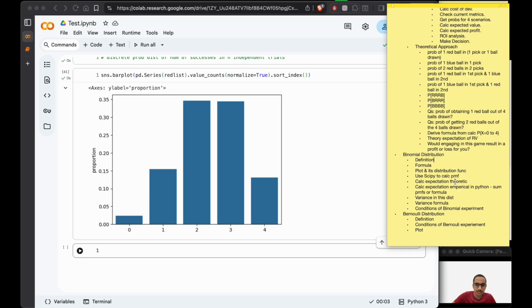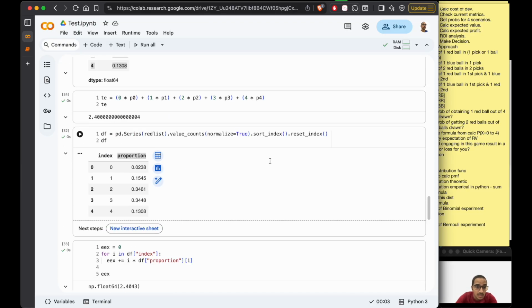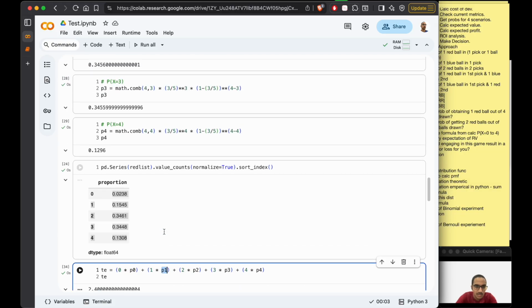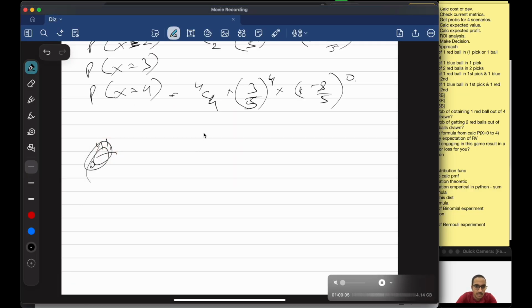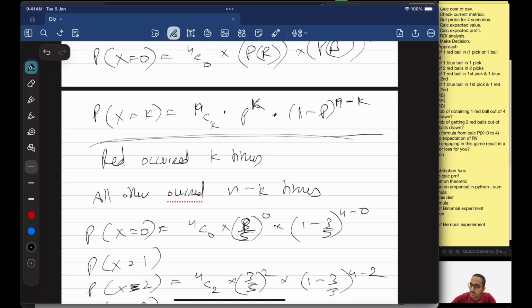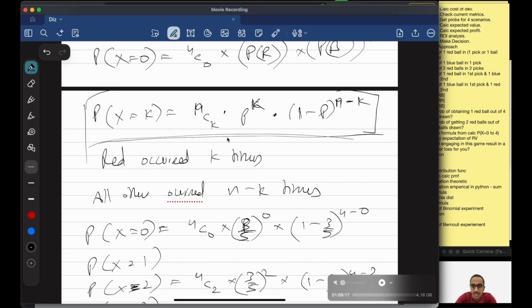So we already calculated PMF values in theoretical and empirical approaches, right? These are the PMF values, the probabilities. We used this formula to calculate the PMF of a particular value of the random variable. But calculating this is kind of tedious, right?